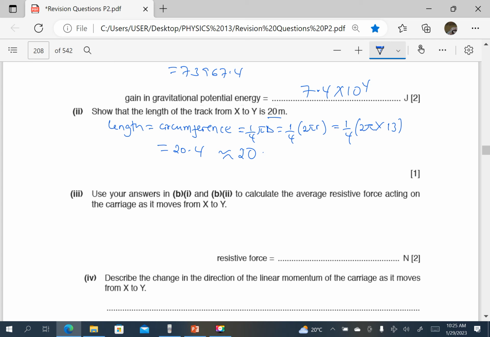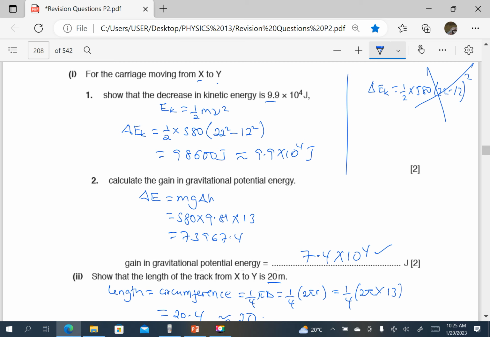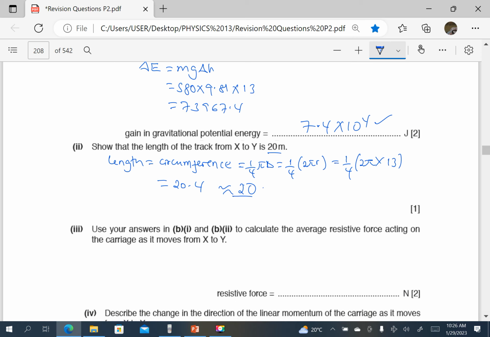Use your answers in B Roman 1 and B Roman 2 to calculate the average resistive force acting on the carriage as it moves from X to Y. So we now know the length of the path, we know the distance. We see the gain in gravitational potential energy, and we see the decrease in kinetic energy. And we see that the decrease in kinetic energy is not becoming the gain in gravitational potential energy. So that means we shall now find a difference.